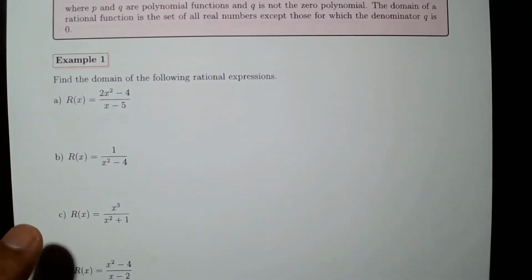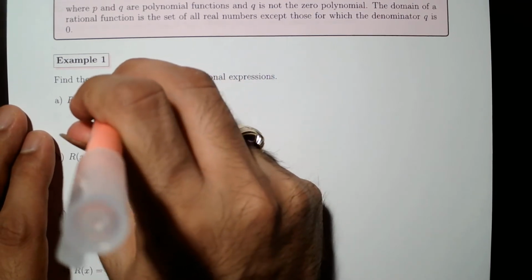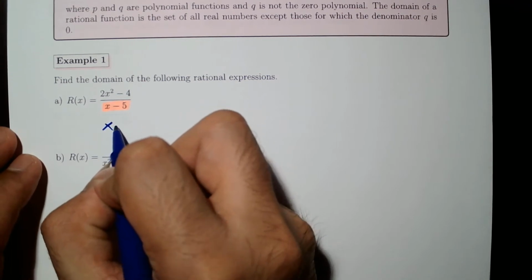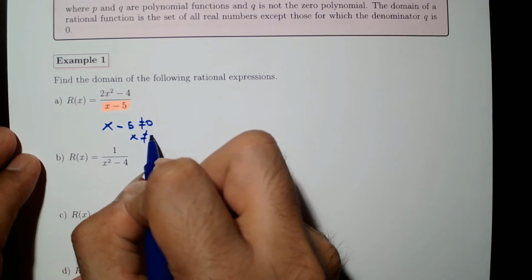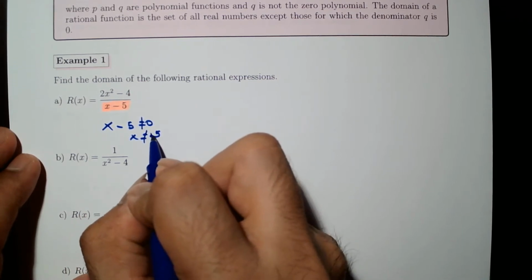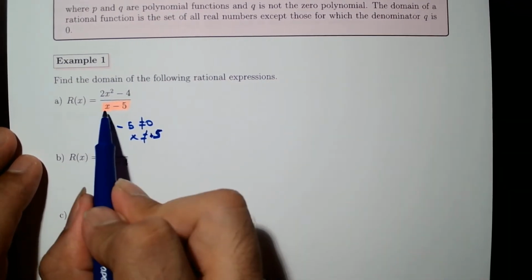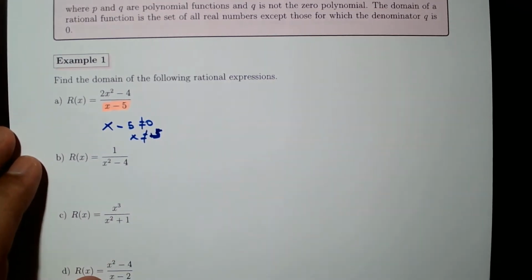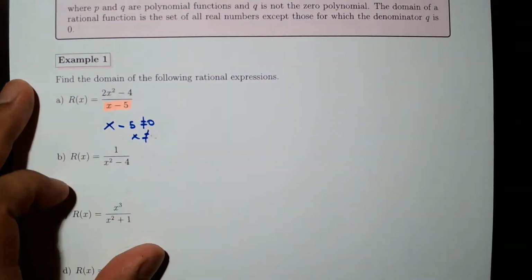In this case, let's observe this function and find its domain. I'm going to focus on the denominator of this expression only, x minus 5. I'm going to find out when x minus 5 is not 0, so x cannot be positive 5. Because otherwise, if I plug in positive 5 over here, the denominator is going to be 0.